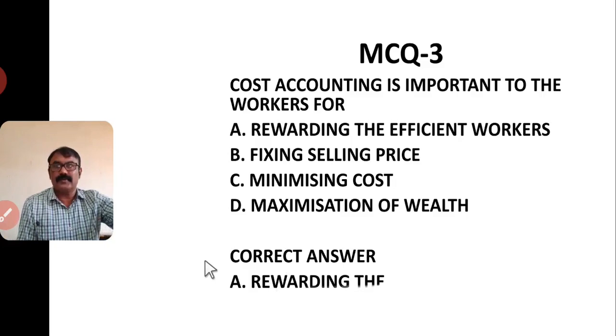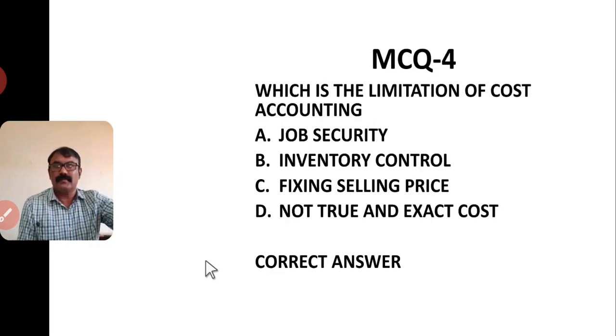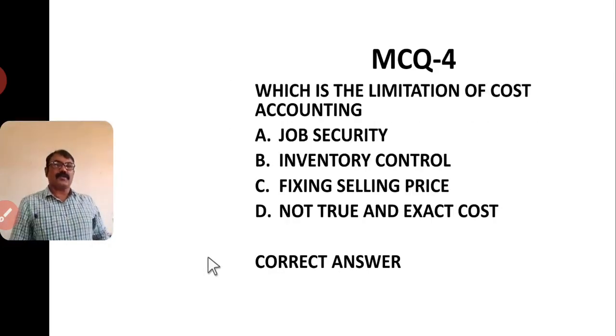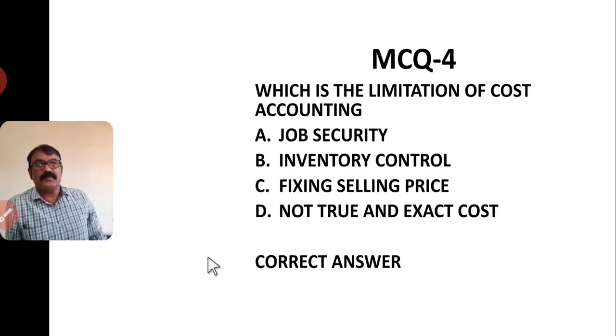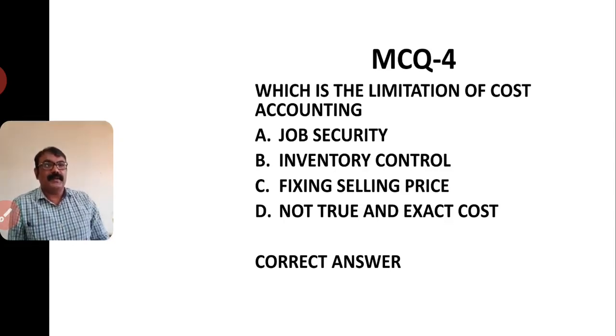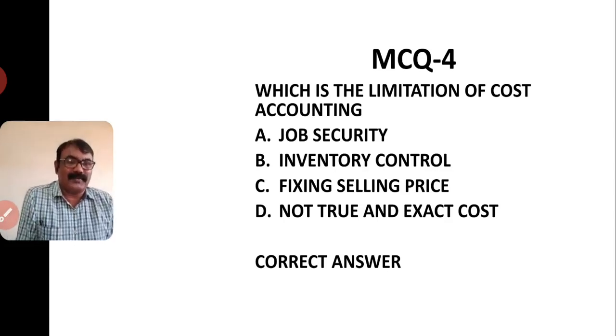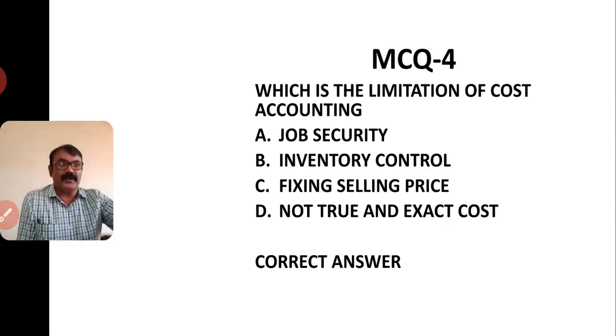And the fourth one is, which is the limitation of cost accounting? A, job security. B, inventory control. C, fixing selling price. And D, not true and exact cost. Yes, it is D, not true and exact cost, for the limitation.